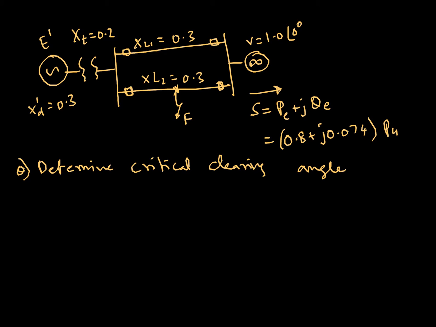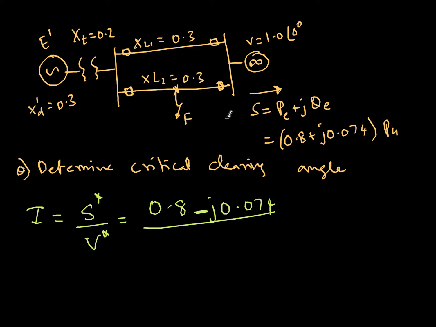So first, how do we solve this? First we start by finding the current. The current is the complex power conjugate divided by the voltage conjugate. Here the complex power is 0.8, and because it is conjugate I am putting minus 0.074. Then the voltage here is just 1. Since the angle is 0, the conjugate doesn't matter. So finally I am getting 0.8 minus j0.074 per unit.